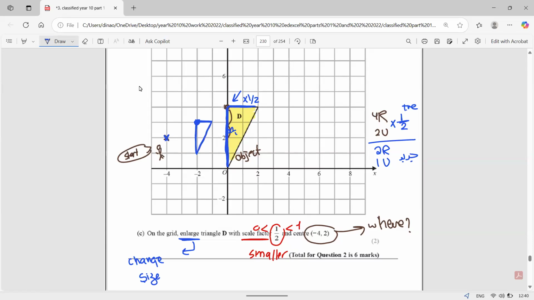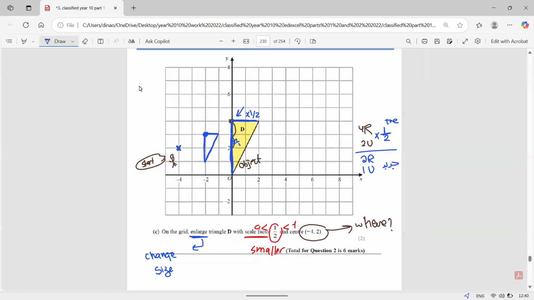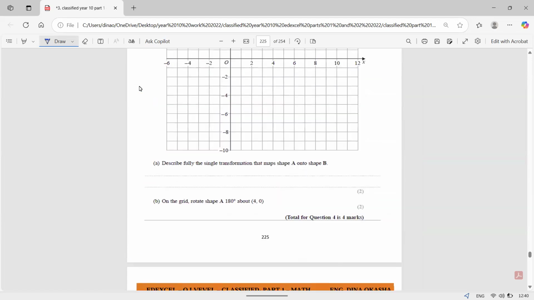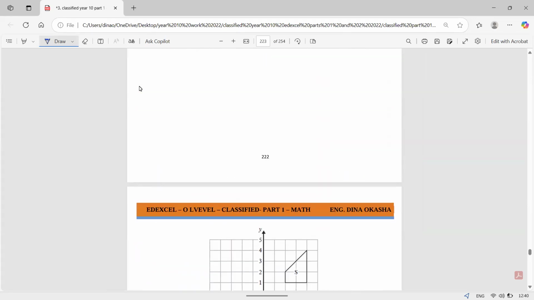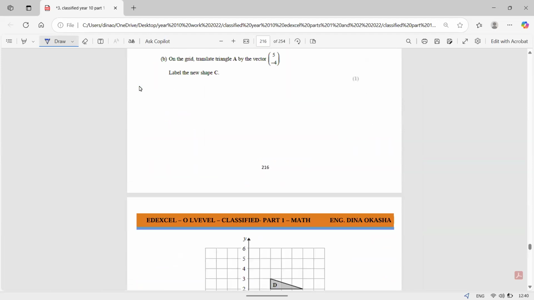So I just leave it at this stage. So, okay? These steps apply on any shape, any center, any scale factor. Now, in our topic of enlargement, sometimes you will be required to draw, as we did in these previous 2 questions, and sometimes you will be required to describe. What do I mean by describe?